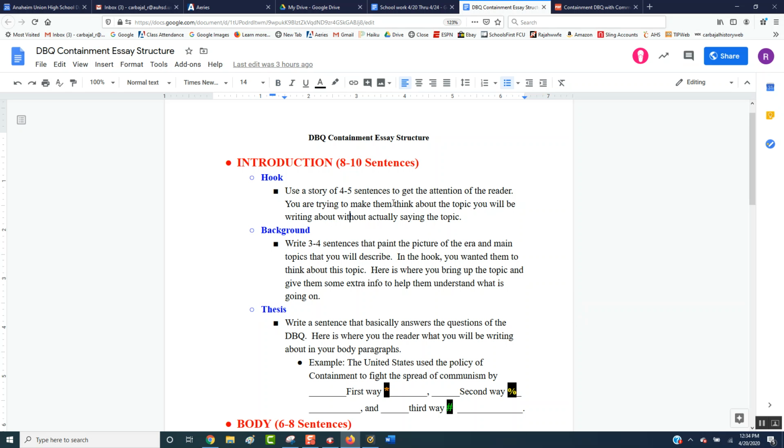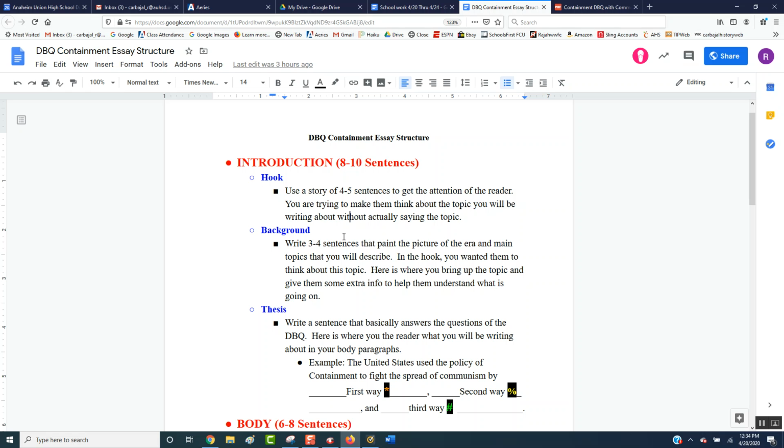For your hook, use a story, 4 to 5 sentences, to get the attention of the reader. You're trying to make the reader think about the topic you will be writing about without actually saying the name or idea of the topic. So you want me to think about what you want me to think about without telling me it. If you can do that with your story, you hook me, which is the idea of a hook: to get my attention. Then you proceed in the background to tell me what's going on.